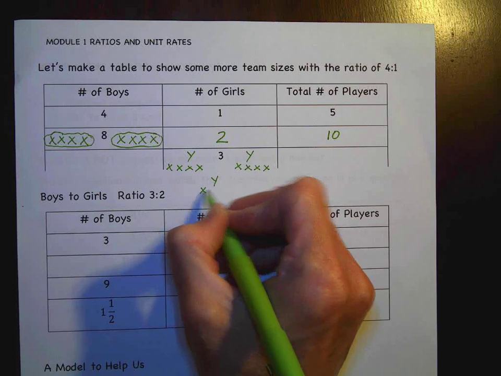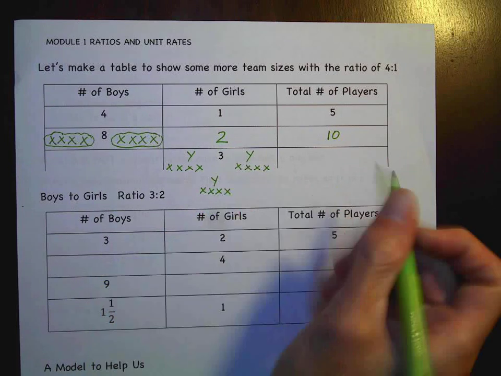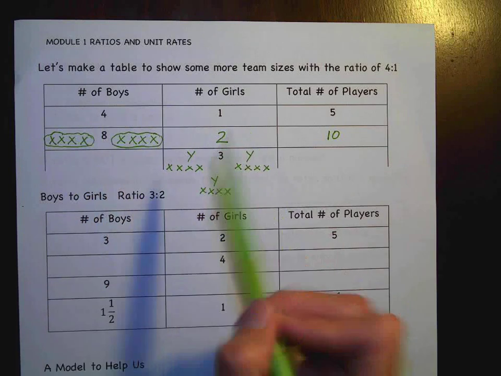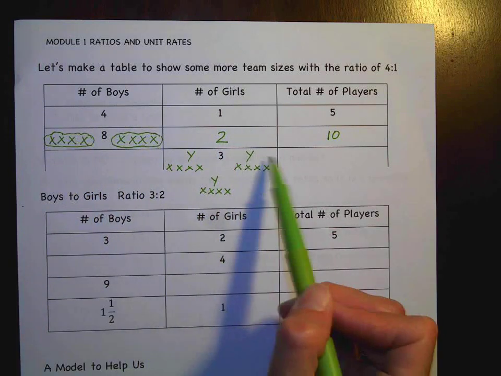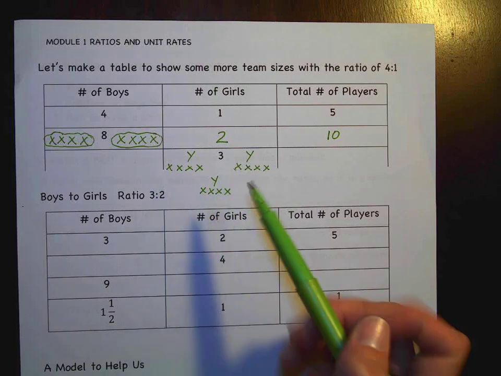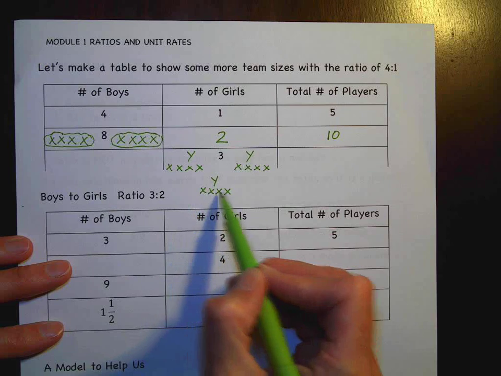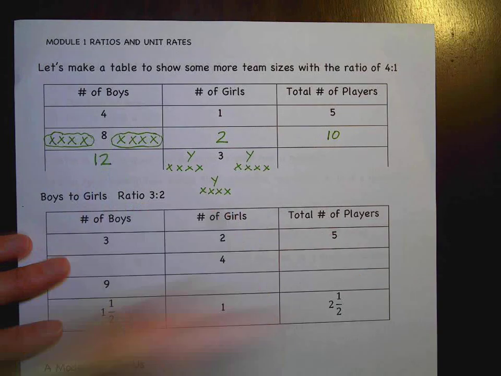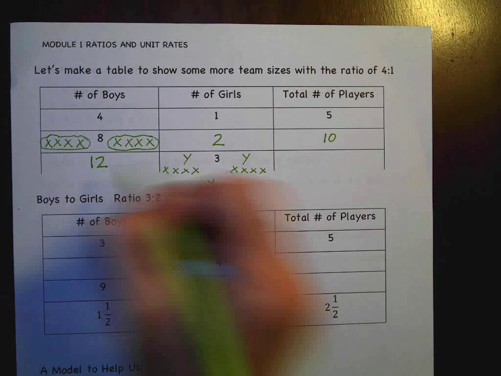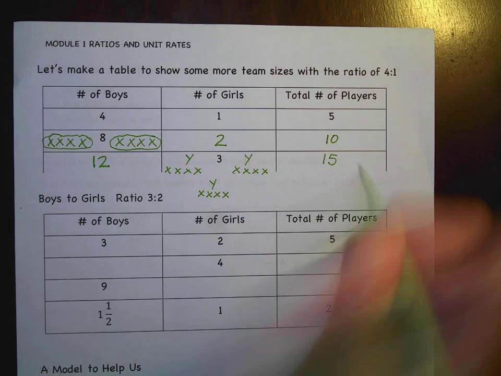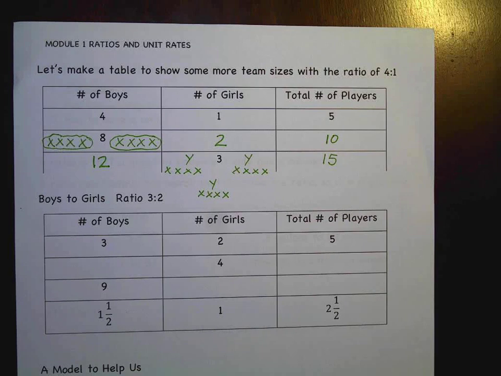And then I have 1 girl right here, that's 1, 2, 3, 4, because the ratio says for every 4 boys there's 1 girl. So here's 1 group, here's 1 group, and here's 1 group. So how many boys in total was that? 1, 2, 3, 4, 5, 6, 7, 8, 9, 10, 11, 12. So this would be 12 boys. So then the total number of players, if I have 12 boys and 3 girls, that means that I have 15. Okay? So that gives us the different sizes of the team.